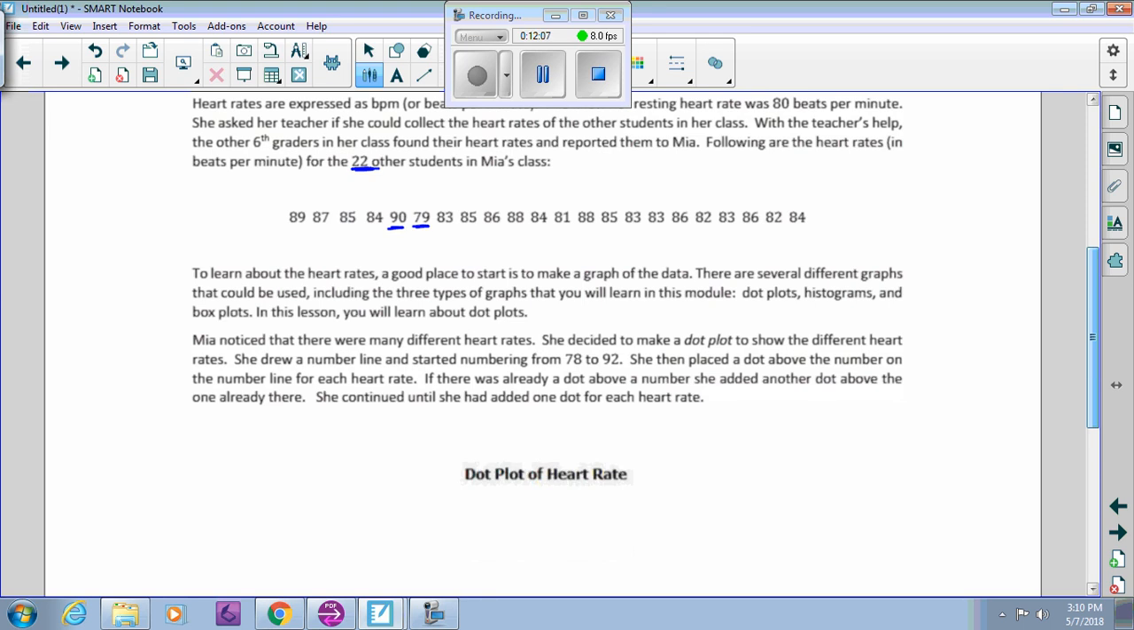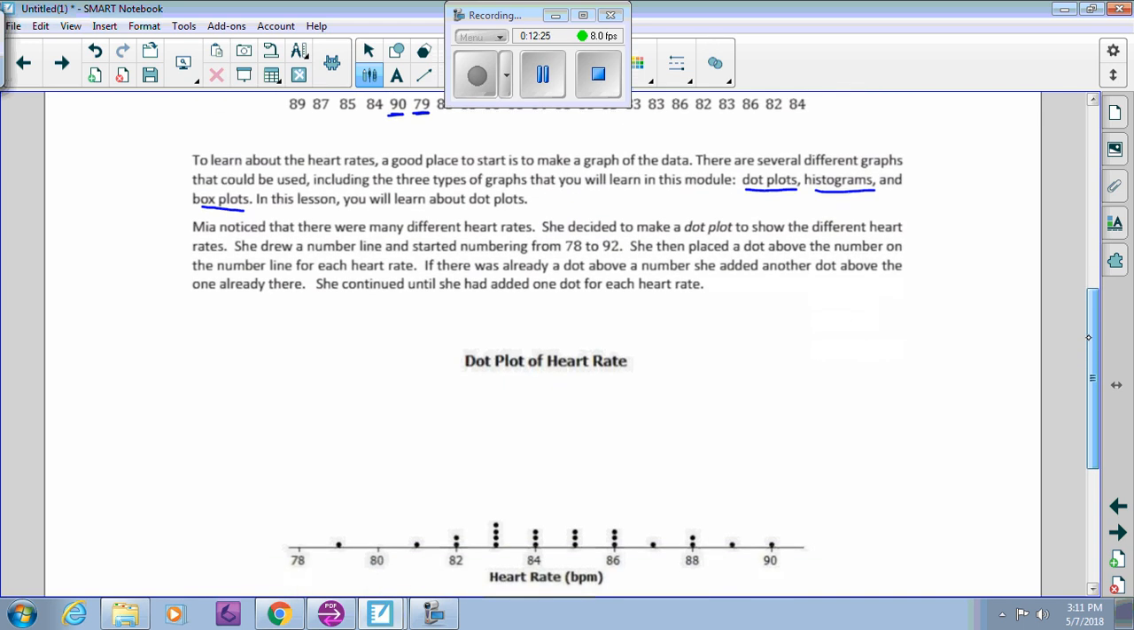It says, to learn about the heart rates, a good place to start is to make a graph of the data. There are several different graphs that could be used, including the 3 types of graphs that you will learn in this module: dot plots, histograms, and box plots. In this lesson, you will learn about dot plots. All right, Mia noticed that there are many different heart rates. She decided to make a dot plot to show the different heart rates.